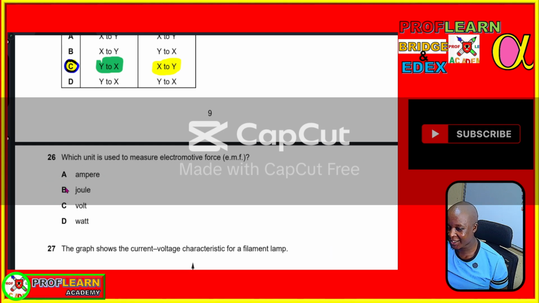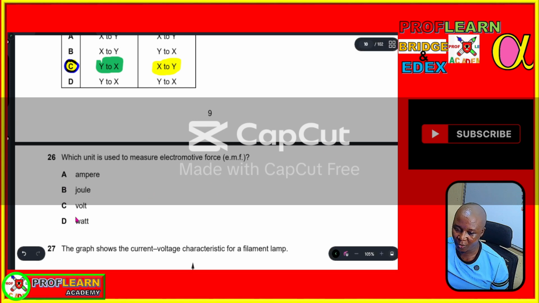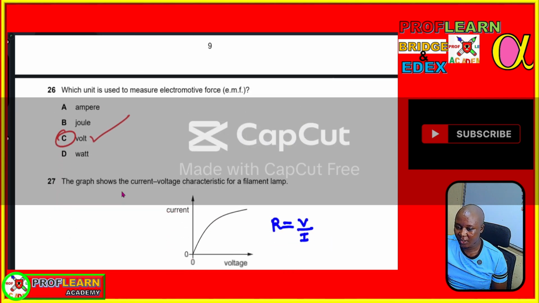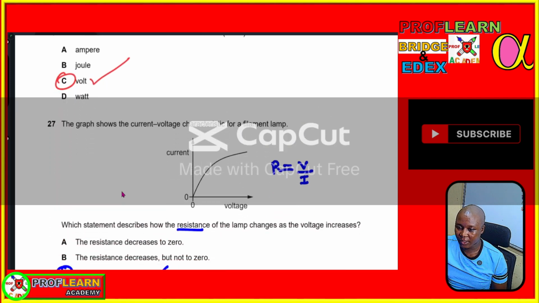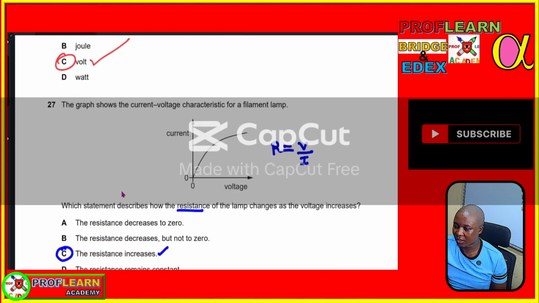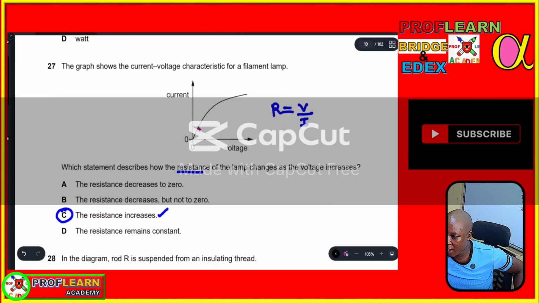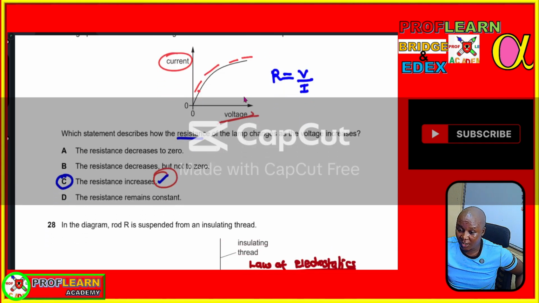The unit for measuring EMF is volts. EMF is measured in volts. The graph shows the current-voltage characteristics of a filament lamp, and you can see that as the voltage increases, the slope of the graph decreases, which means resistance is increasing. If the graph was current against voltage, it means that the resistance is what is increasing.